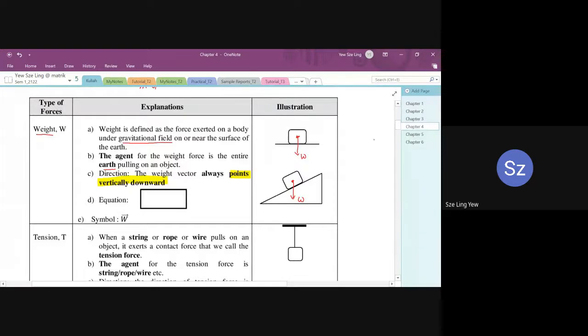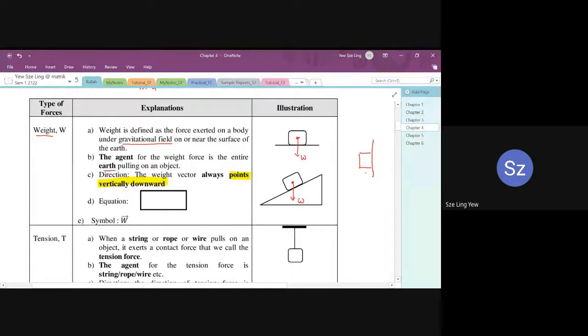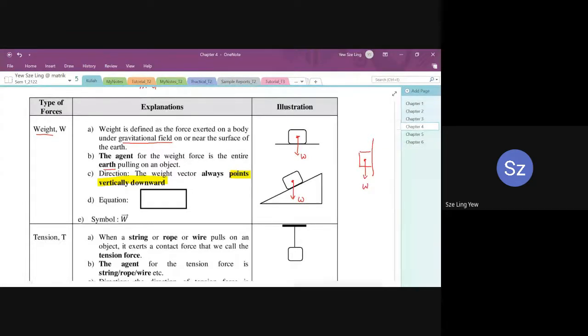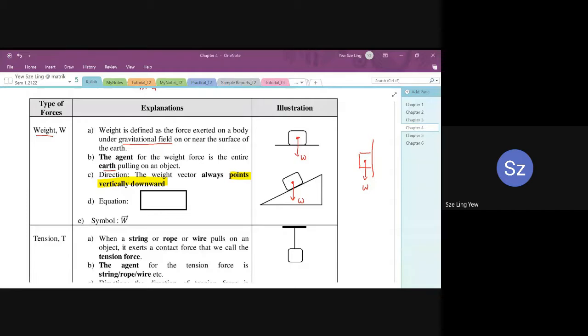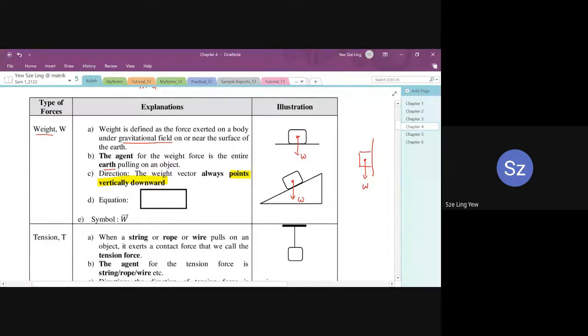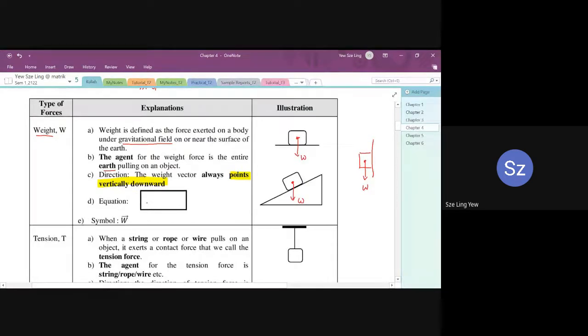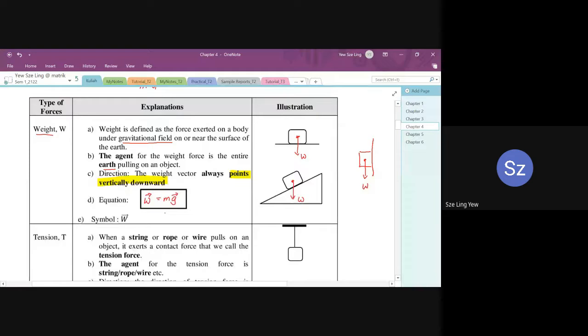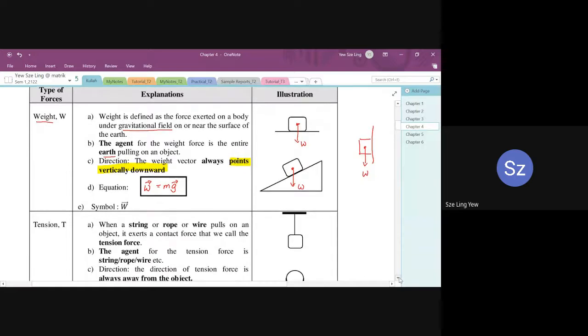So for example, if you press the object against a wall, the direction of weight is also pointing downwards. So it has nothing to do with the surface. It has nothing to do with how you place it. W is always pointing downwards. So the equation for W, since we say it depends on the gravitational pull, is W = mg. Gravitational pull has a direction, it is a vector. Therefore, W is also a vector. All right. So m, remember, m is different from W. m refers to mass.